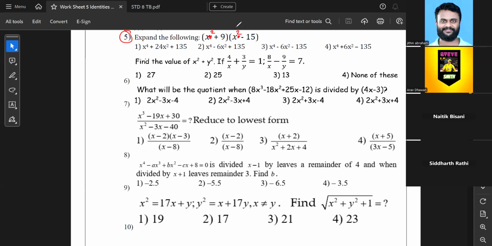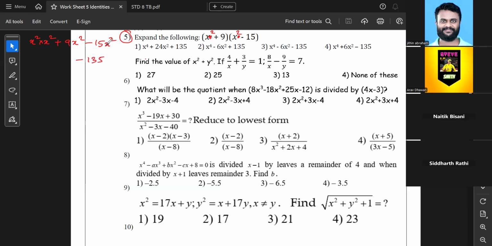Bada karo means you have to open the bracket. Now, simply open the bracket. So the first term x square is multiplied by the first term over there, that is x square itself, x square multiplied by x square, then plus 9x square, then minus 15x square, then multiplied by minus of 15 into 9 is 135.